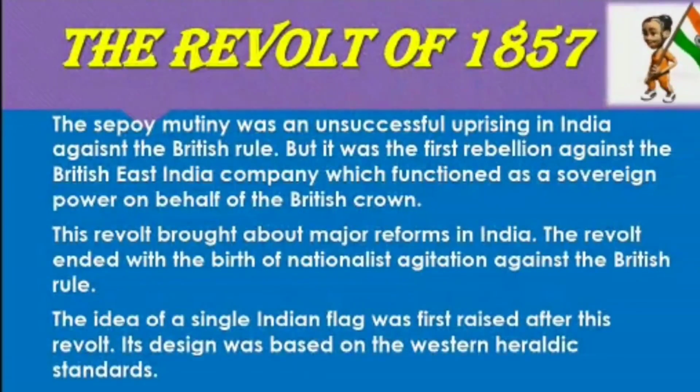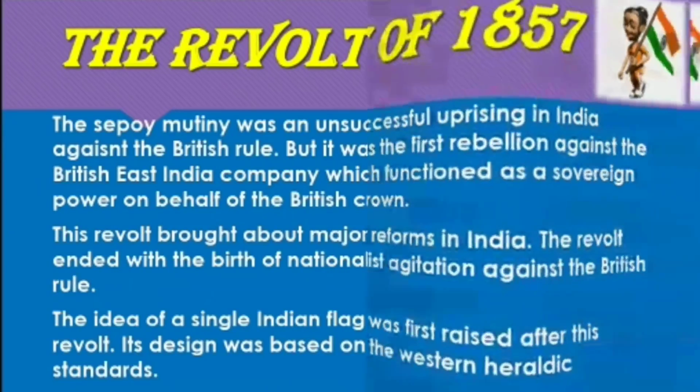The Revolt of 1857. The Sepoy Mutiny was an unsuccessful uprising in India against British rule, but it was the first rebellion against the British East India Company, which functioned as a sovereign power on behalf of the British Crown. This revolt brought about major reforms in India. The revolt ended with the birth of nationalist agitation against British rule. The idea of a single Indian flag was first raised after this revolt. Its design was based on Western heraldic standards.